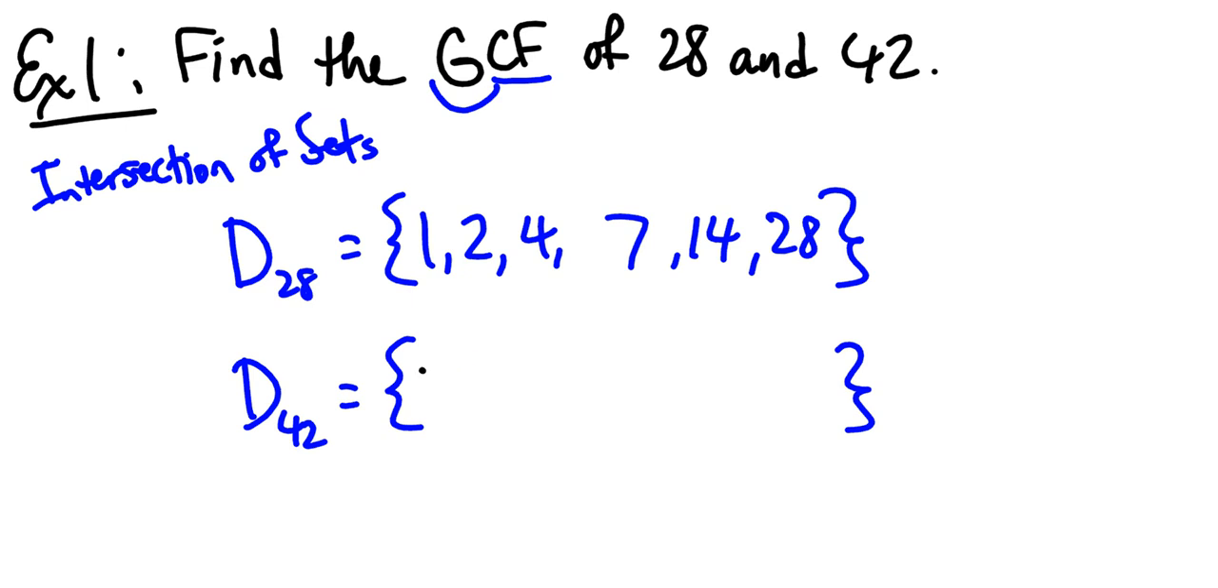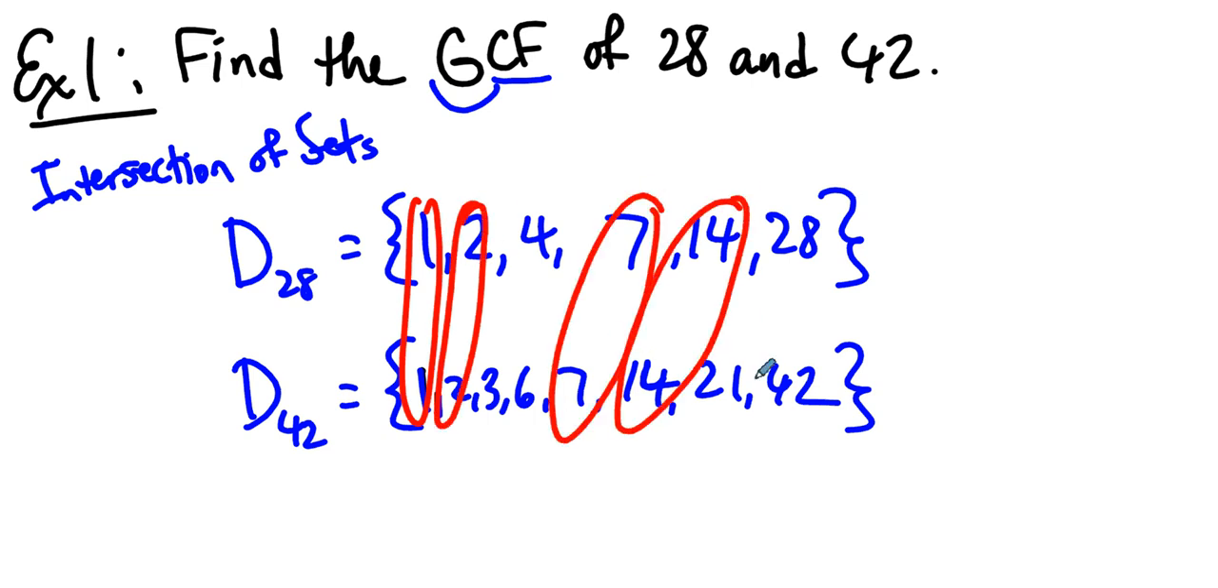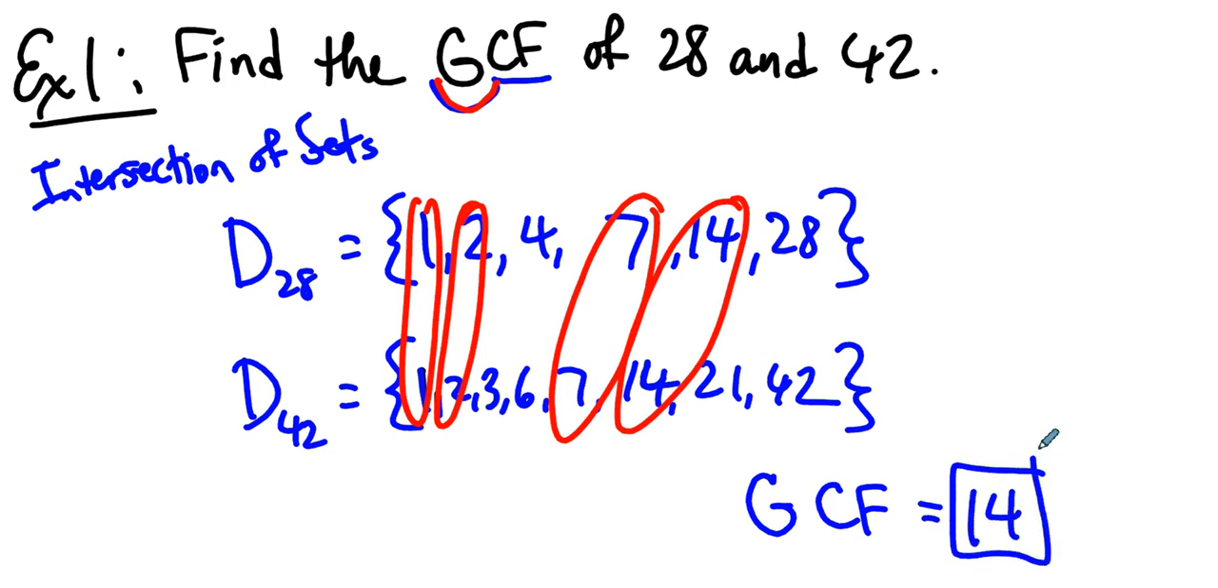Similarly, the set of divisors for 42 is a little bit bigger. But these are all of the divisors of 42. So where are the common divisors? Well, 1's a common divisor, 2's a common divisor, 7's a common divisor, 14's a common divisor. What's the greatest common divisor? The greatest common factor of 28 and 42 is 14.